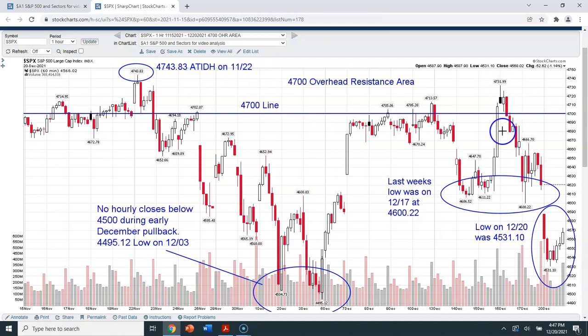But obviously, sold off from there and then got down and put last week's lows in on Friday, the 17th, at 4,600.22 right here. And then obviously today gapped down and got down as low as 4,531.10.